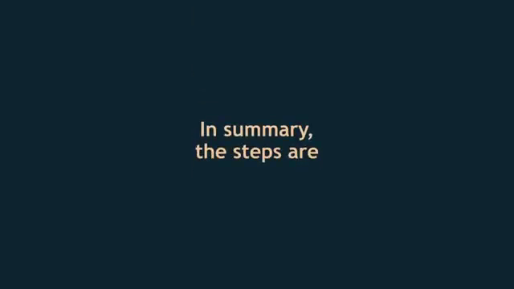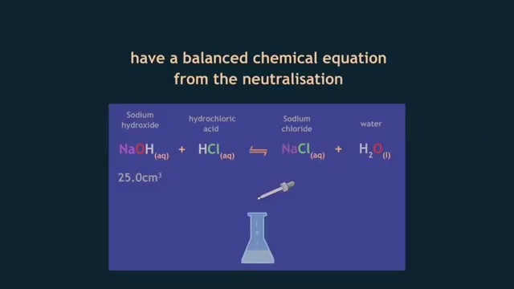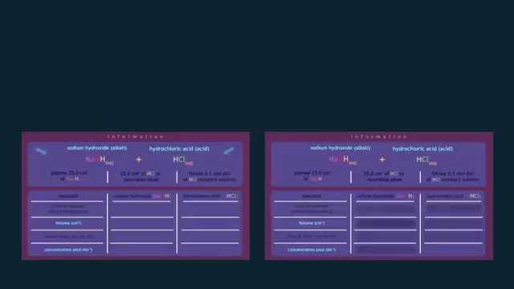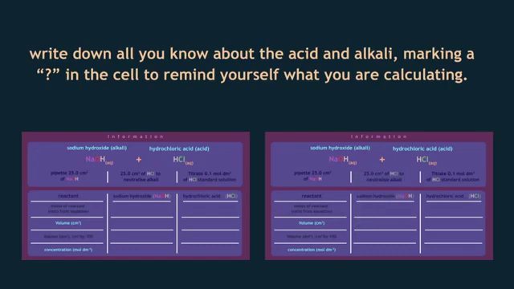In summary, the steps are: 1. Have a balanced chemical equation for the neutralisation. 2. Set up the table as shown. 3. Use the question and write down all you know about the acid and alkali, marking a question mark in the cell to remind yourself what you are calculating.